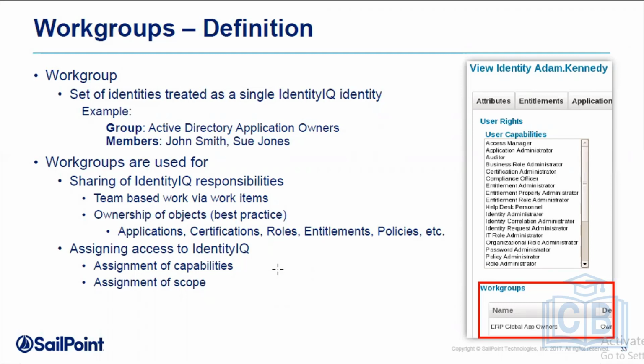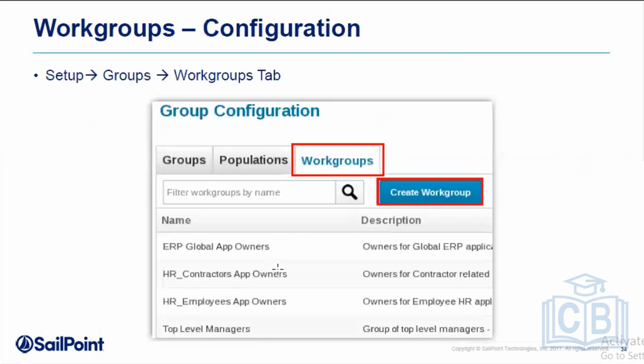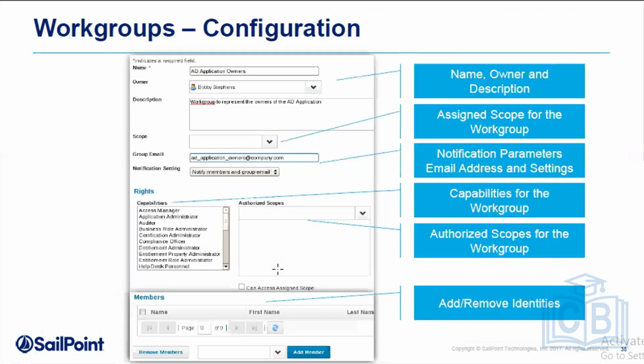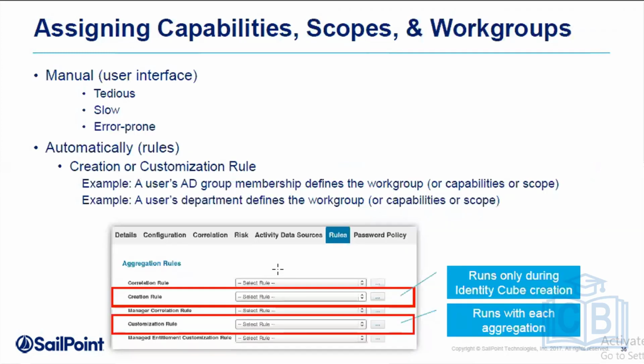In a lot of real-time situations, you may be creating these work groups. So you will go to the Setup, Groups and Work Groups tab. You will be able to create the work groups over here. And this is the UI screen for work groups. I'll explain again how that UI looks and how to create a work group practically. Doing these things manually is error prone, slow and tedious. Automatically, by writing a creation rule or customization rule, you can implement these functionalities.